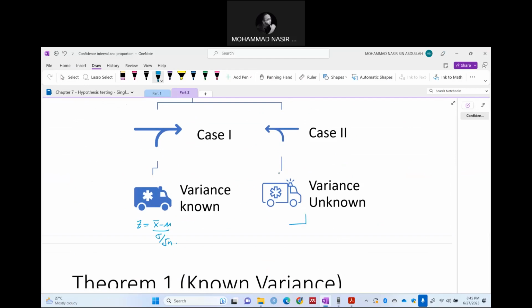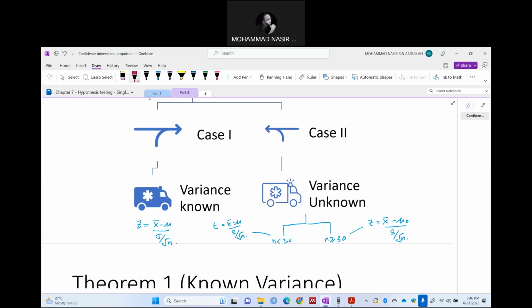And when variance is unknown, we will look at two conditions: N is less than 30, N is more than or equal to 30. So if N is more than or equal to 30, use Z distribution, X bar minus mu divided by S over square root of N. And this one, T, X bar minus mu divided by S over square root of N. Right. But of course, we're not going to use this formula.